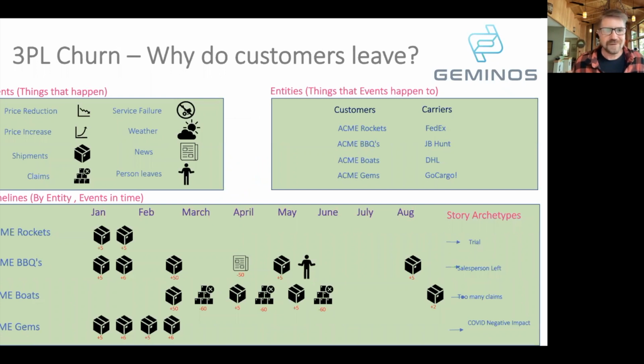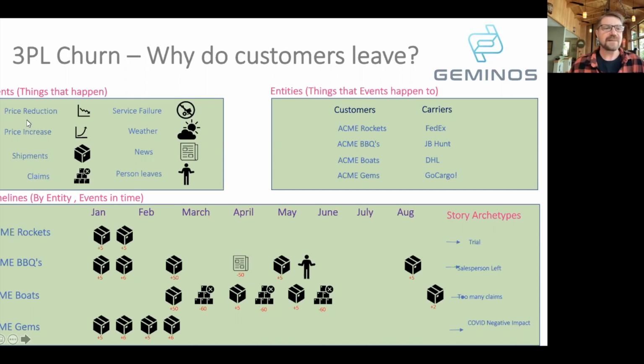3PL and churn. So third-party logistics, and customers are leaving, or shippers are leaving. In 3PL, they call customers shippers. They're the ones that are sending products. So Acme Rockets, Acme Barbecues, Acme Boats. You can tell I'm a Roadrunner fan. Got Wile E. Coyote here. So these are the customers.